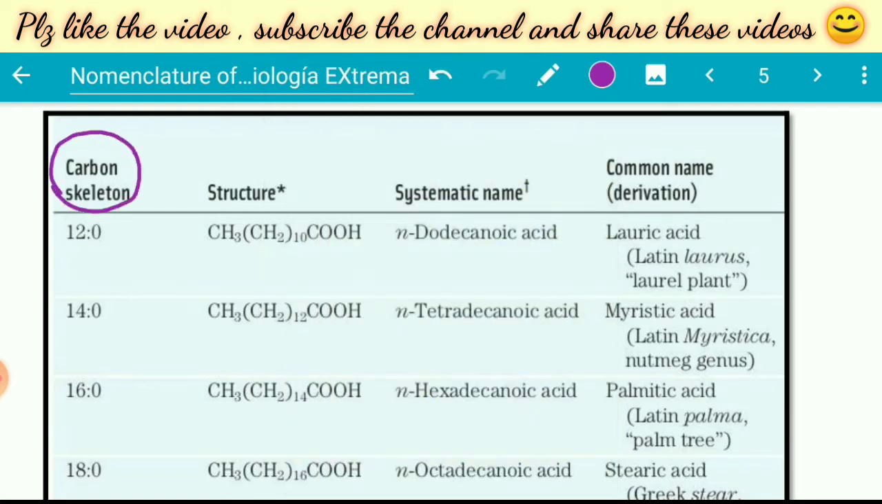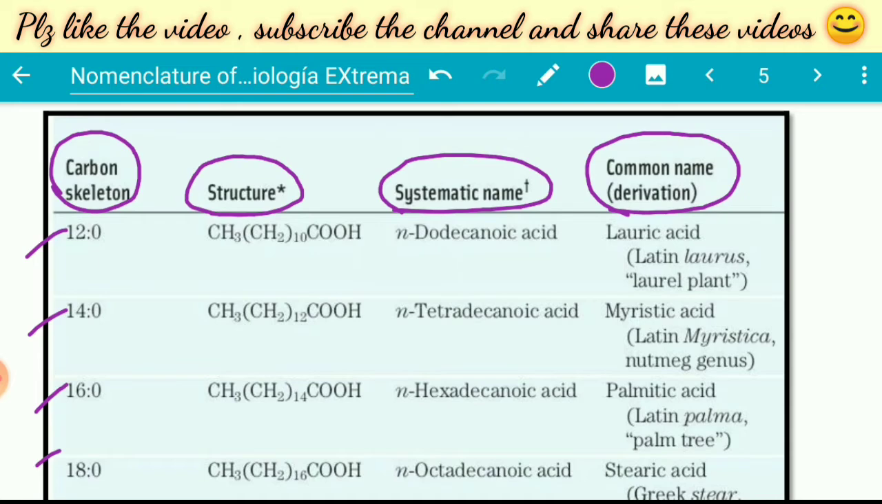First, look at this. Here is the carbon skeleton, the shorthand representation we just studied. Then we have the molecular structure, the systematic name according to IUPAC, and the common name. Do we need to study all of these? No, we need to especially focus on the carbon skeleton, the shorthand representation, and the common name. These common names are very important.